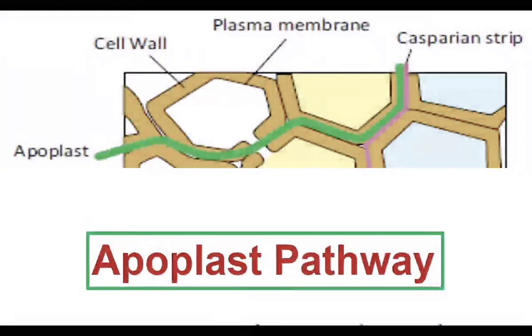This diagram shows the Apoplast pathway. Here water does not enter into the cells. The water does not cross the plasma membrane. It passes through the intercellular space and cell wall only.